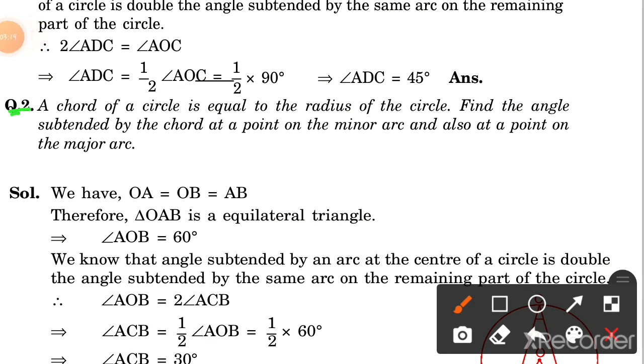Question number 2. A chord of a circle is equal to the radius of the circle. Find the angle subtended by the chord at a point on the minor arc, and also at a point on the major arc. So students, first of all understand which angle we need to find. So let's draw a circle.